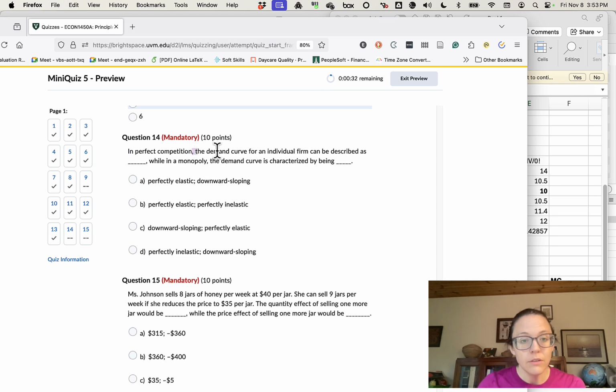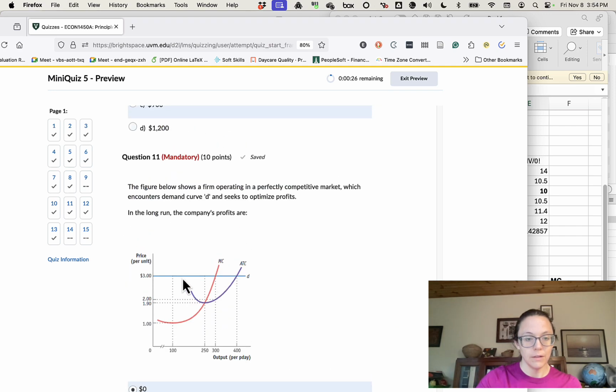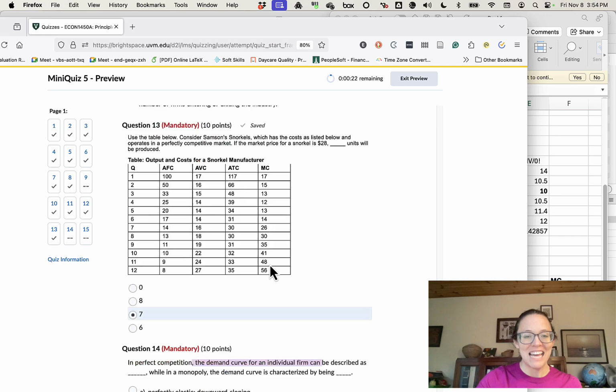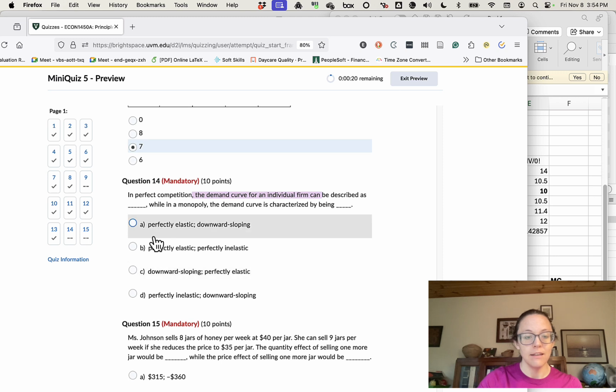In perfect competition, the demand curve for an individual firm is completely flat. Remember, we just saw it. It was up here. There it is. Look at that. That is a perfectly elastic curve. So it is completely flat. A demand curve for a monopolist is downward sloping, right? And we've seen that picture.